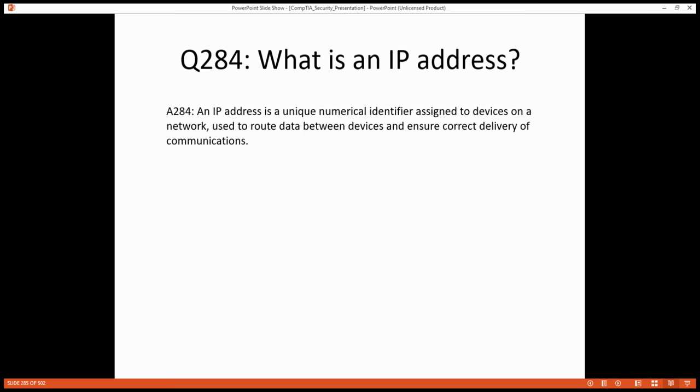Q284. What is an IP address? A284. An IP address is a unique numerical identifier assigned to devices on a network, used to route data between devices and ensure correct delivery of communications.